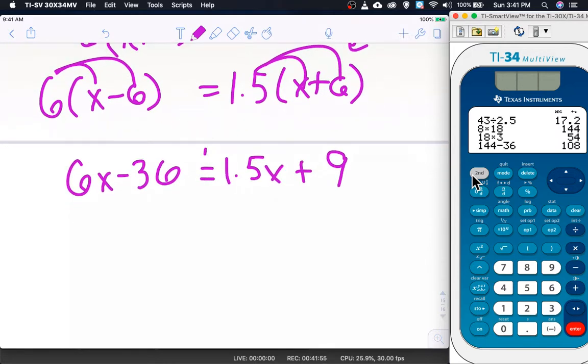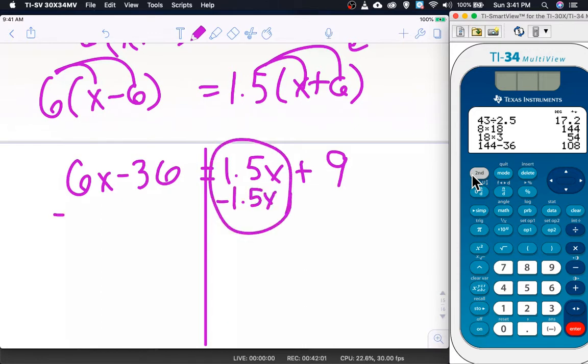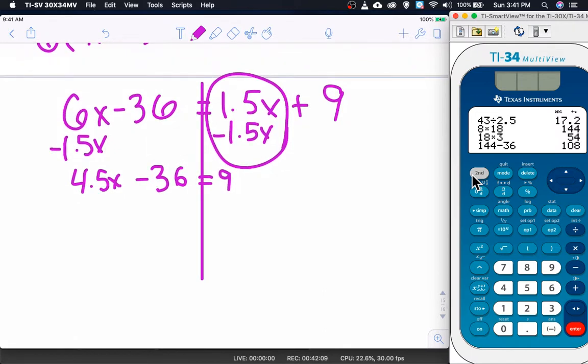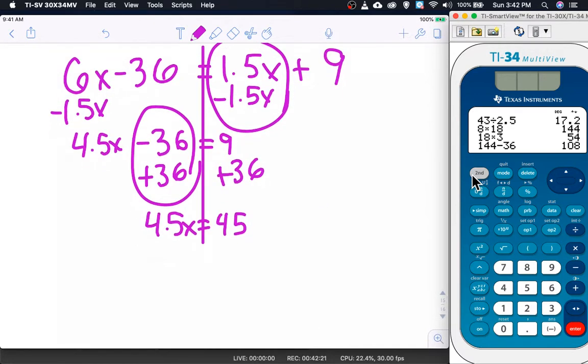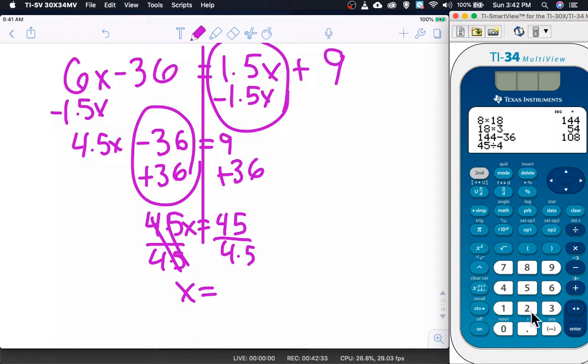Now I'm solving. I'm getting the variable by itself, or starting by getting them on the same side, getting rid of the variable on the right. 4.5x minus 36 equals 9. Now I'm getting the variable by itself. We get rid of adding and subtracting first, so I add 36 to both sides. And 4.5x equals 45. Divide by 4.5 to cancel out this multiply. Divide by 4.5, and x equals, I'm pretty sure that's 10. 45 divided by 4.5 is 10.